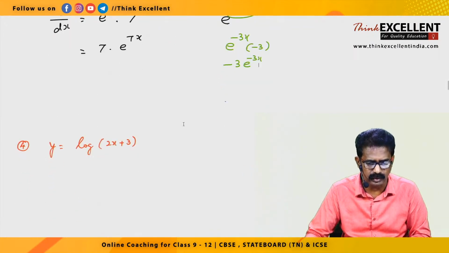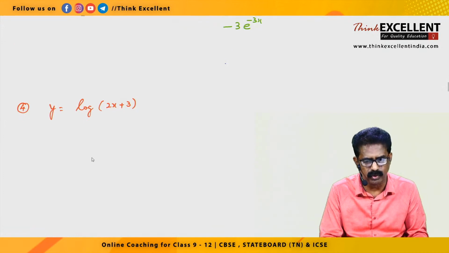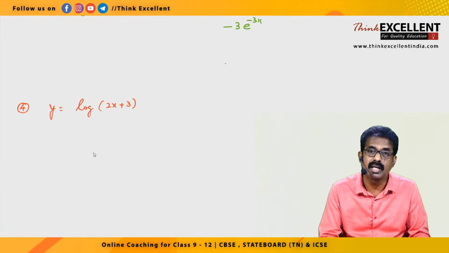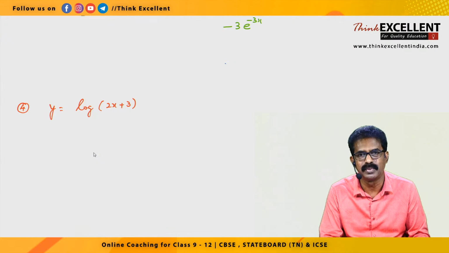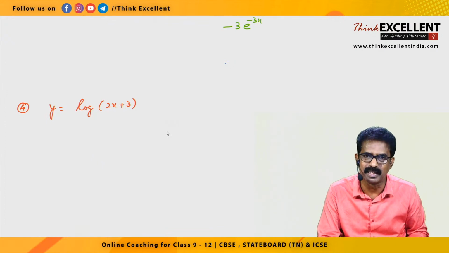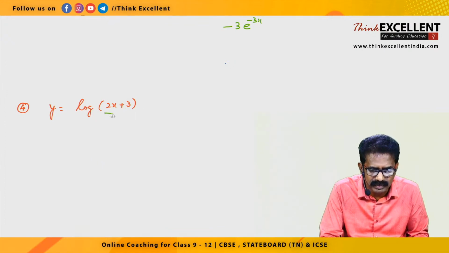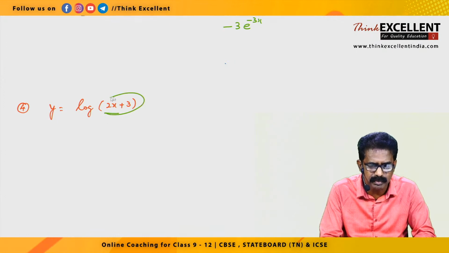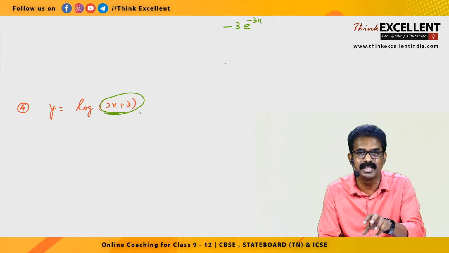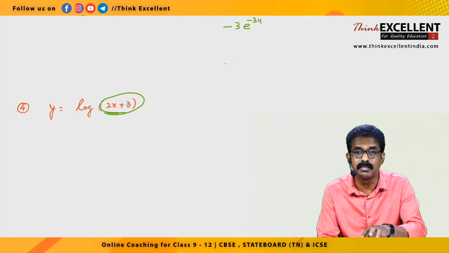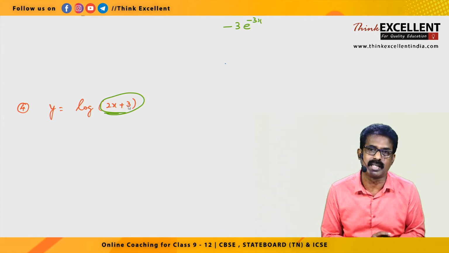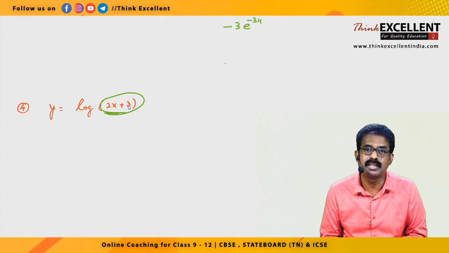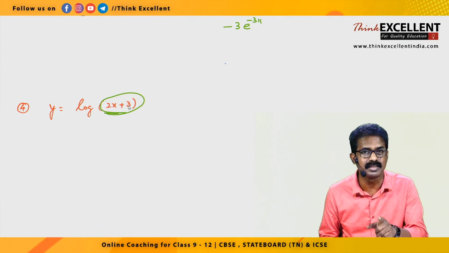Now I'll take another question. Look at this. Question number 4. y equal to log of 2x plus 3. Immediately check what type this is. It is log of something, right? That something is our x. So this is of the type log x. Immediately ask, what is the derivative of log x? Log x derivative is 1 by x.